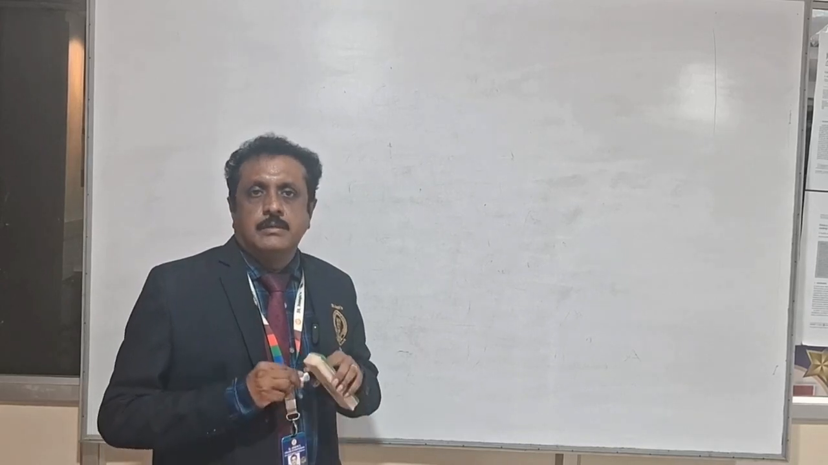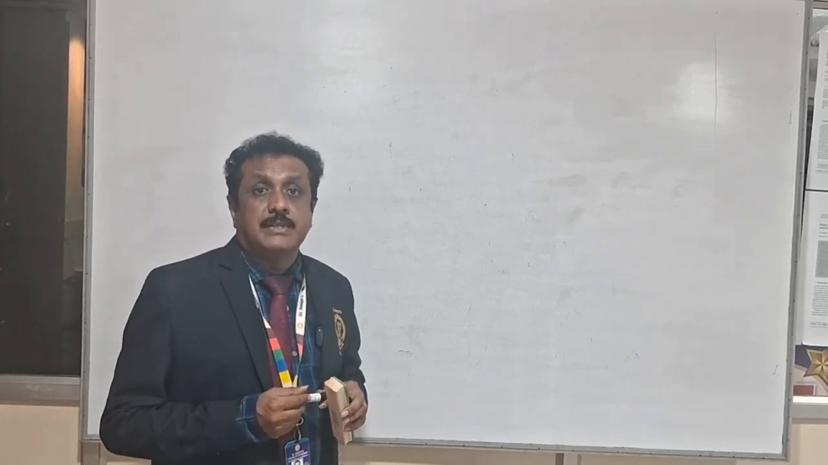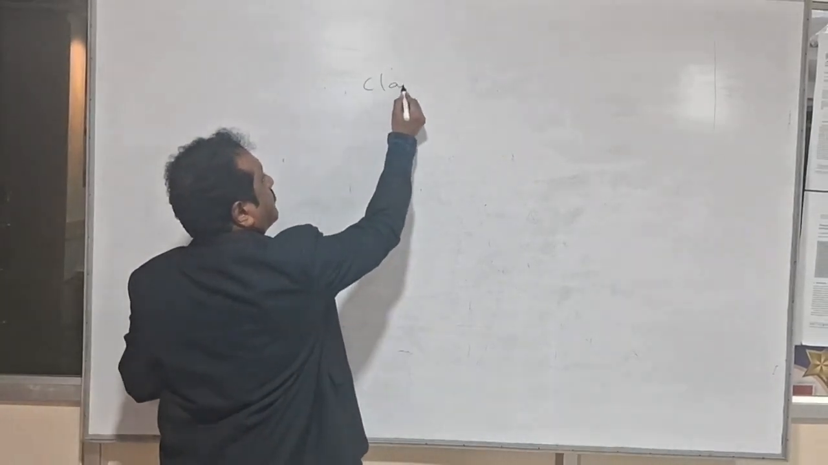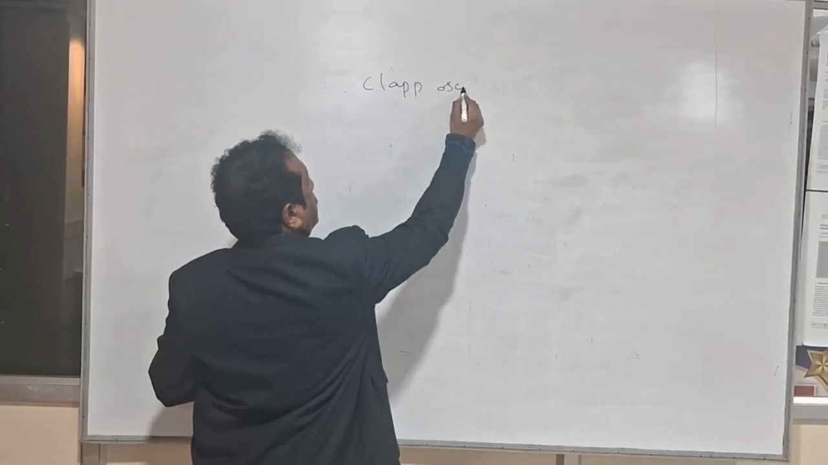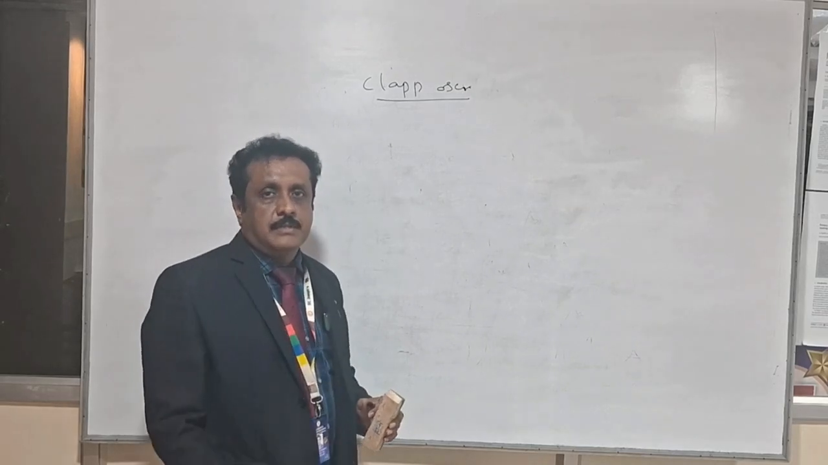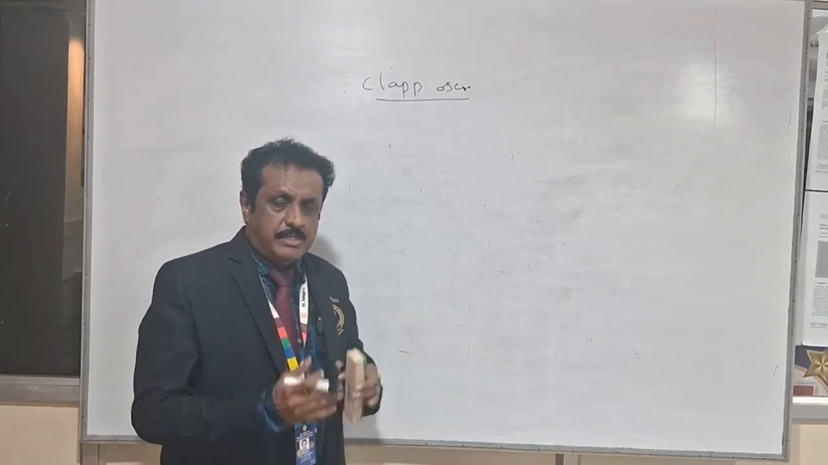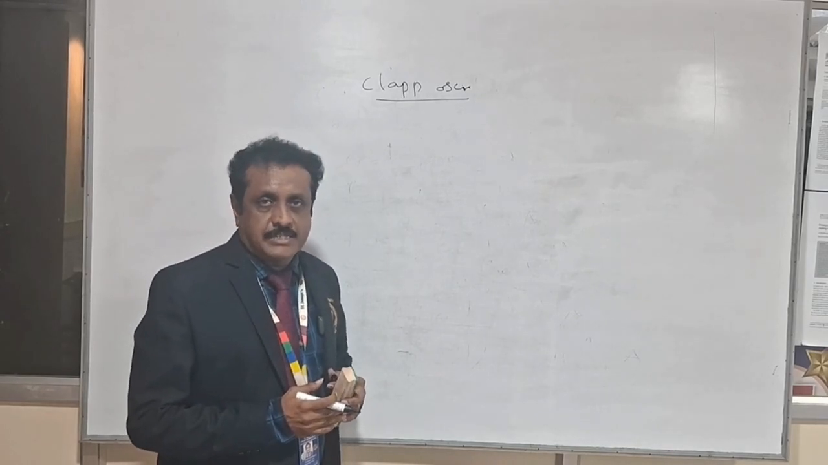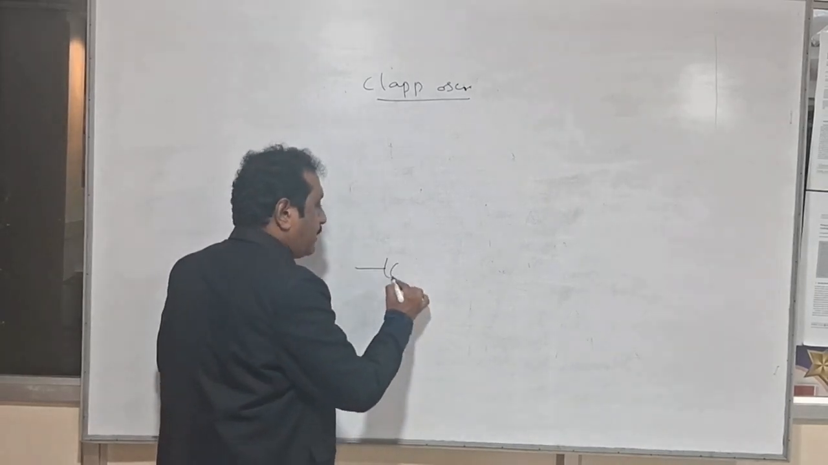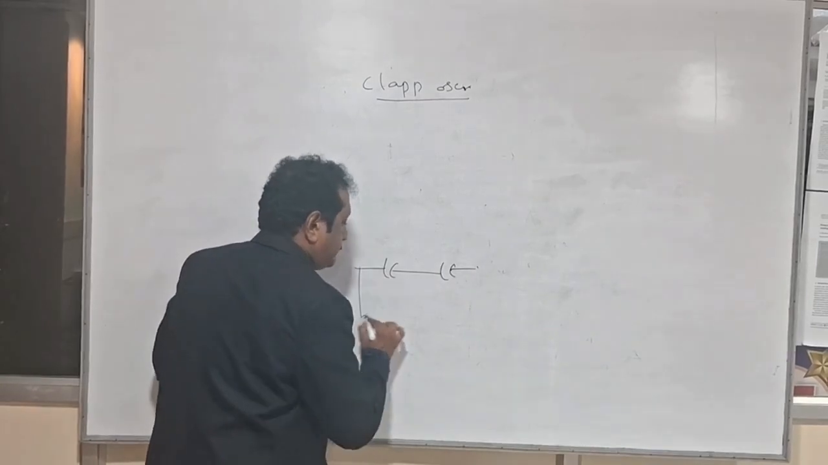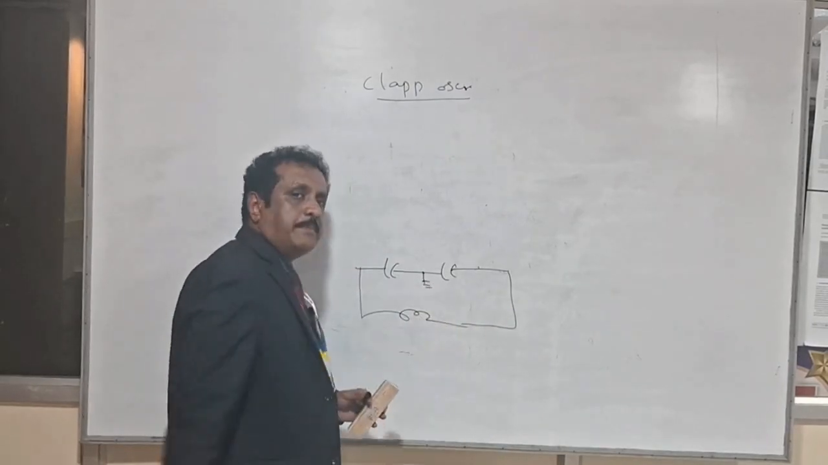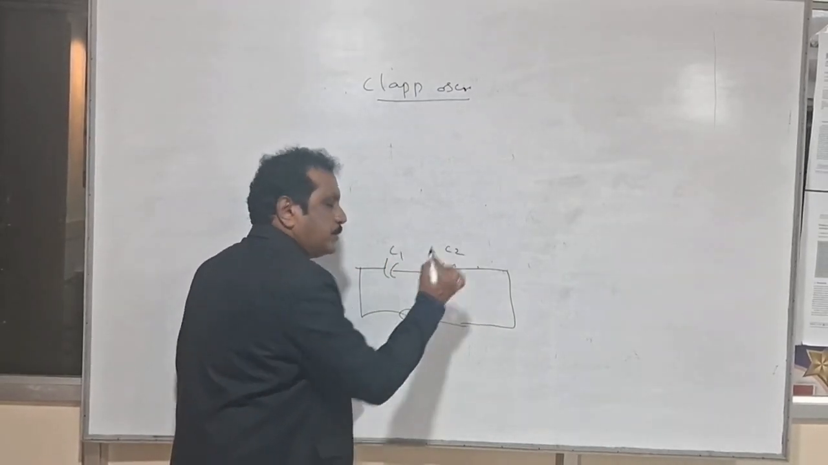Good morning, students. Now we are going to see the third classification of LC oscillator, that is the Clapp oscillator. This Clapp is an improved version of Colpitts oscillator. We have discussed the Colpitts oscillator working and construction. The construction of the Colpitts is, in the feedback network, we have two capacitors and one inductor. That is the Colpitts oscillator tank circuit, and here the midpoint is grounded. Here is C1 and C2.